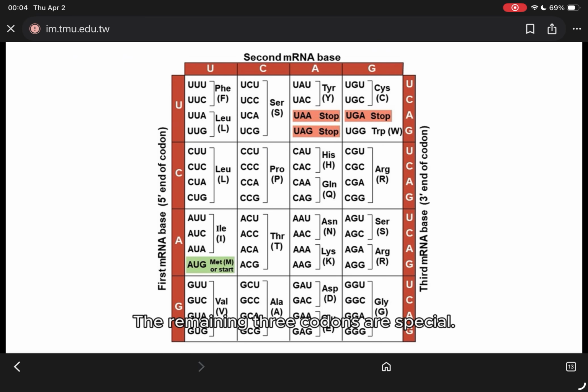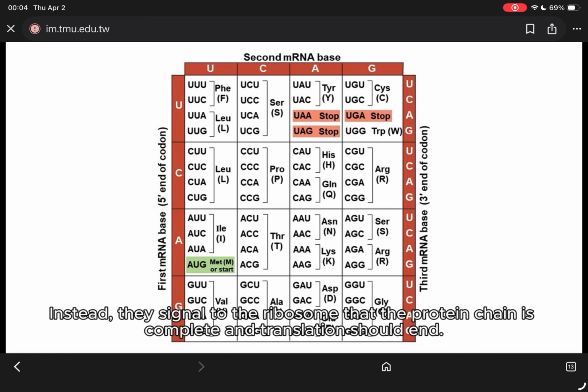The remaining 3 codons are special. These are the stop codons. They do not correspond to any amino acid. Instead, they signal to the ribosome that the protein chain is complete and translation should end.